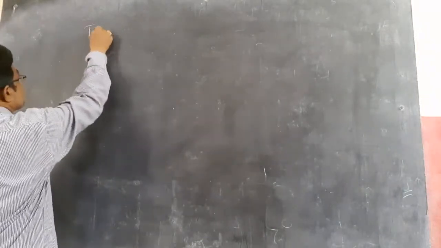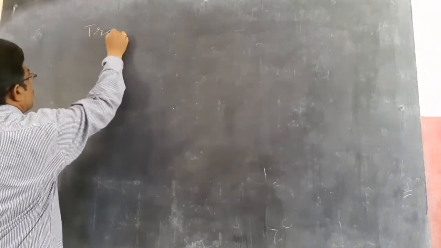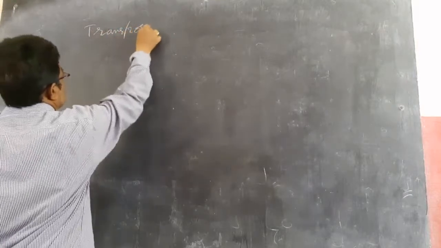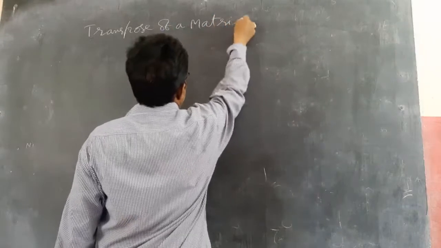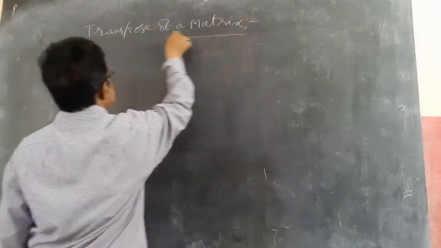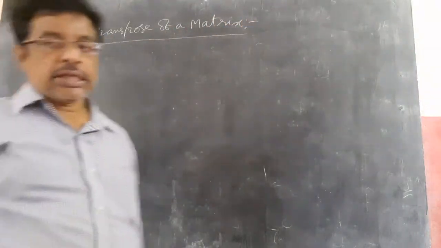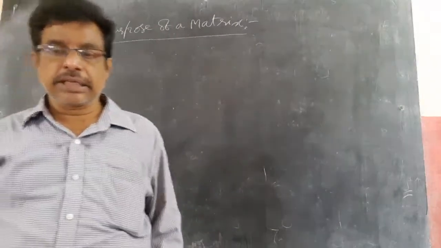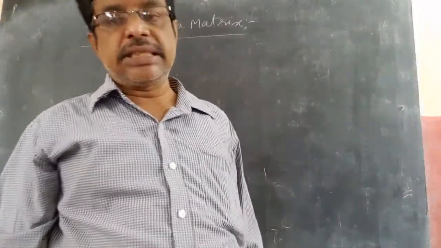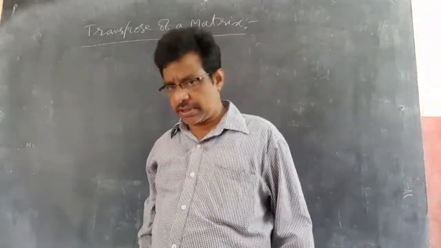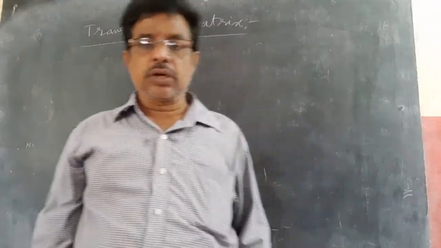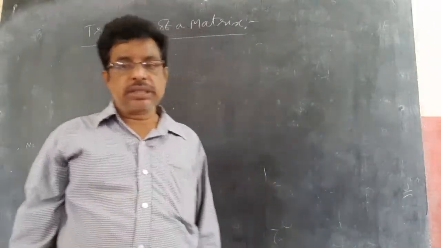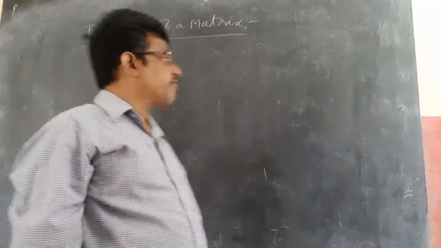Next concept: transpose of a matrix. Very simple concept this is. What is meant by the transpose of a matrix? Transpose of a matrix is nothing but changing rows into columns or columns into rows. Changing rows into columns or columns into rows is called the transpose of a matrix.